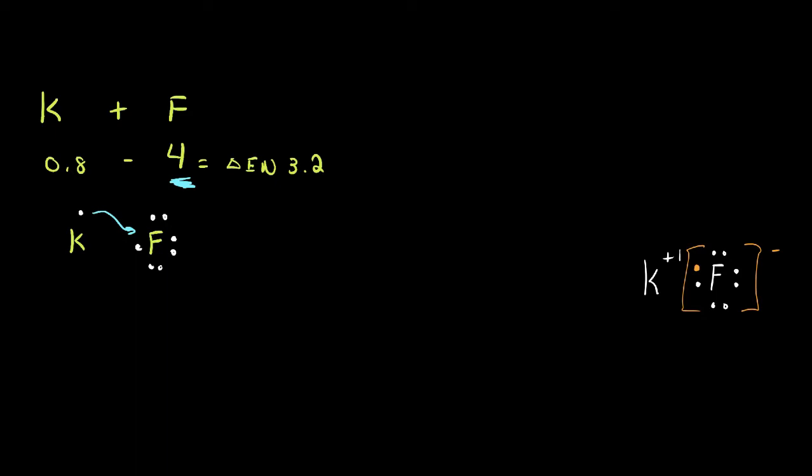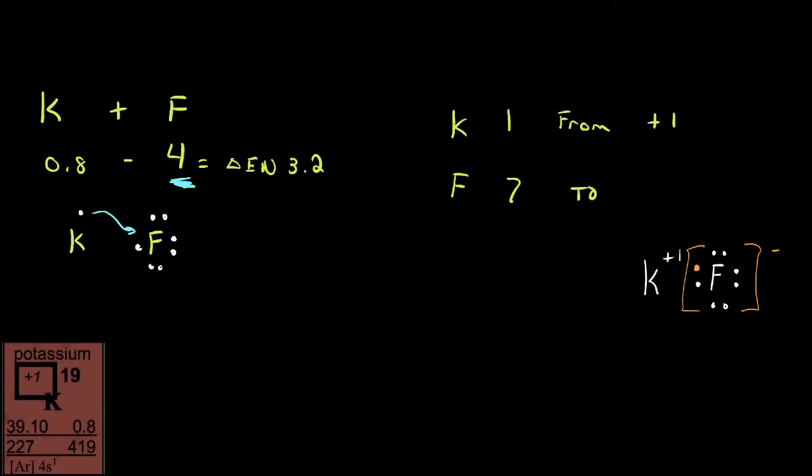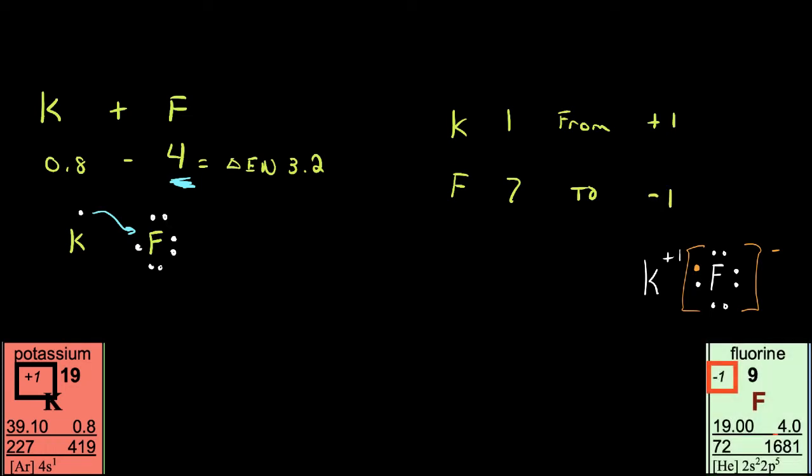We go over to our list. The list, we have potassium, we have fluorine. Potassium has 1 valence electron, fluorine has 7. It's always going to go from the metal to the nonmetal. We form a +1 ion, and we form a -1 ion. All right, we got to get the name and the formula now.